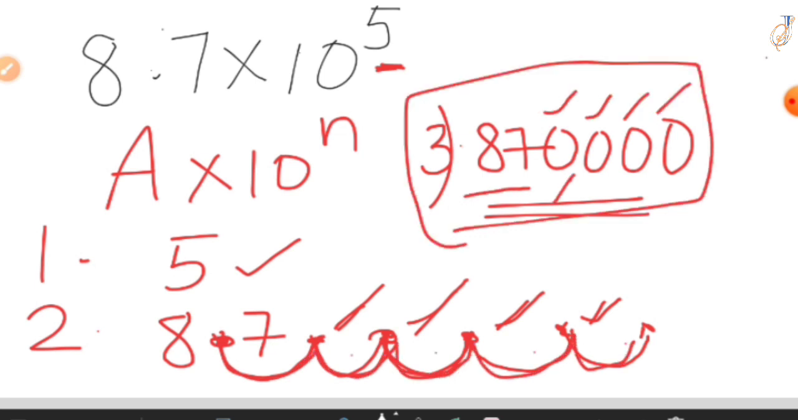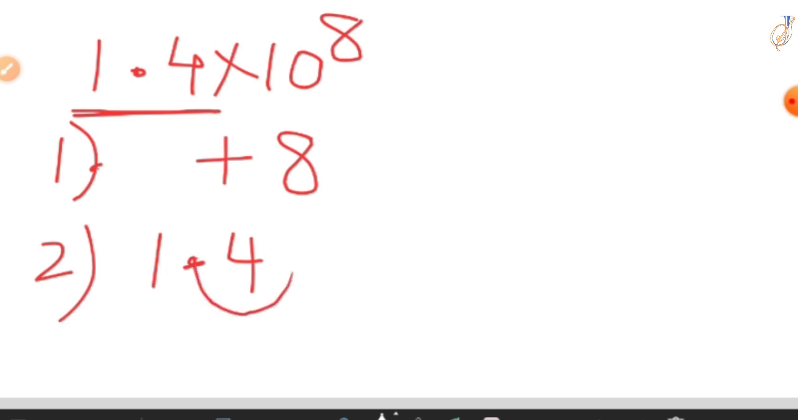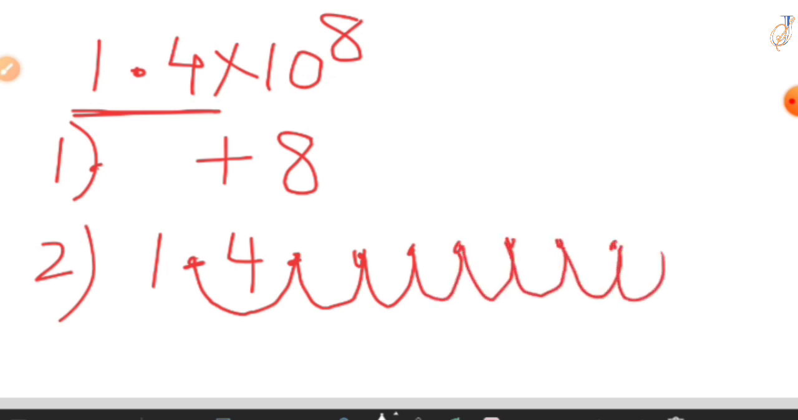I will explain one more example. 1.4 times 10 power 8. What is our first step? Look at the exponent. Here the exponent is 8 and also positive. Take the decimal number. We have to move the decimal forward 8 places. 1, 2, 3, 4, 5, 6, 7, 8.